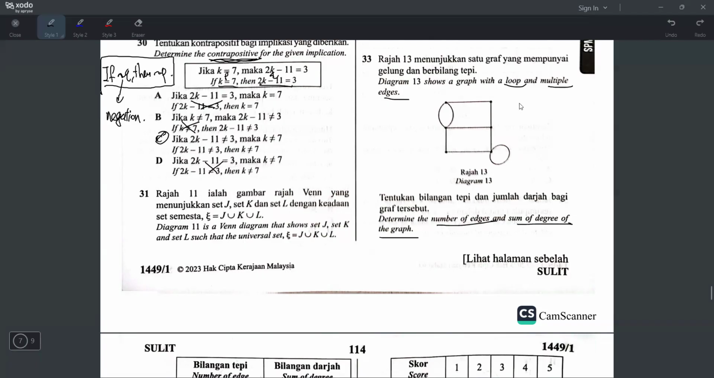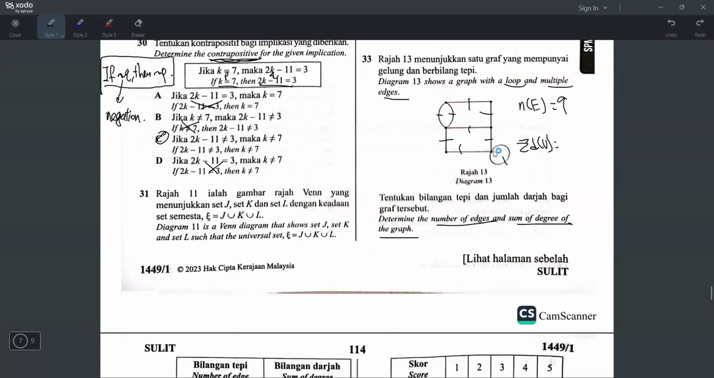Number of edges means they want to find the NE. Sum of degree means you have to find the sum of degree of vertex. Number of edges is the bilangan tepi. So ada berapa edges? 1, 2, 3, 4, 5, 6, 7, 8, 9. Remember, for loop, we count it as one edge. So the number of edges is 9.